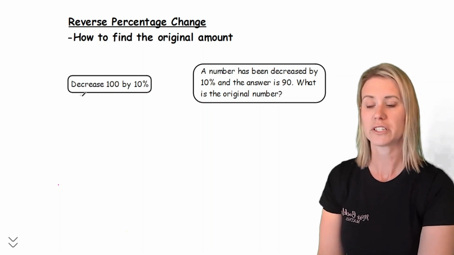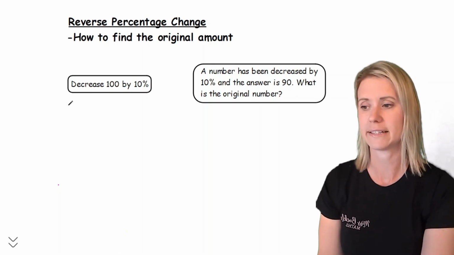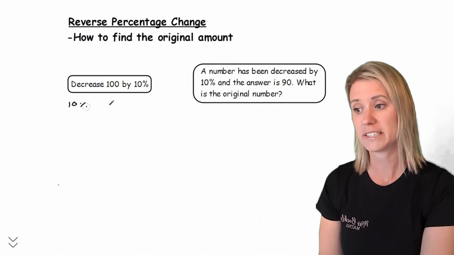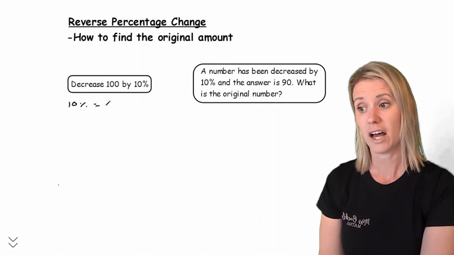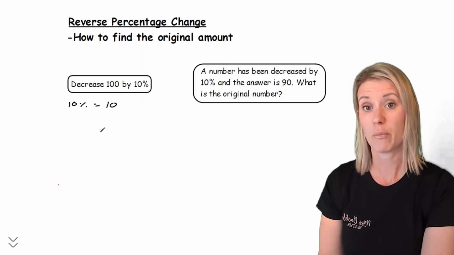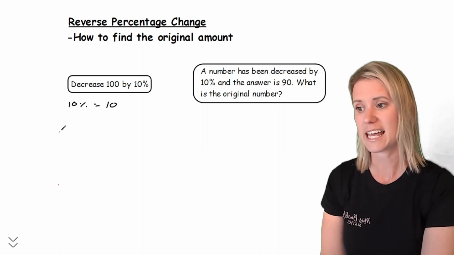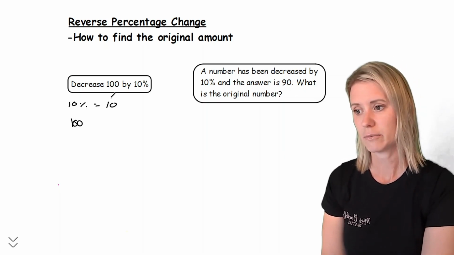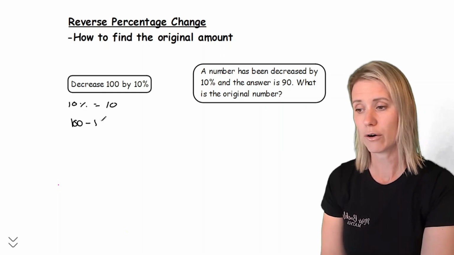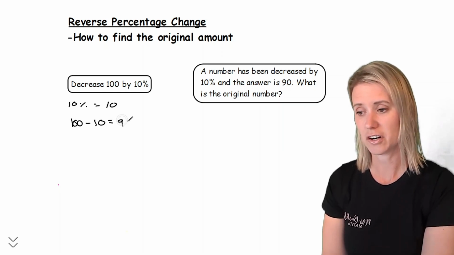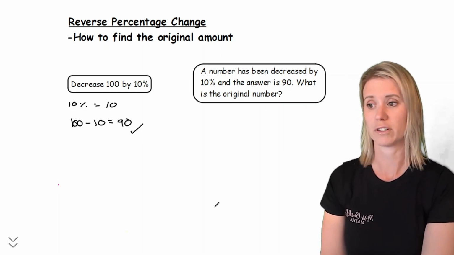So here's your normal decrease: decrease 100 by 10%. We're working out 10% by dividing by 10. 100 divided by 10 is 10, and we're going to subtract it off the original. So 10% is 10, we're taking the original number, taking off that 10, and it gives us 90. So that would be your answer.